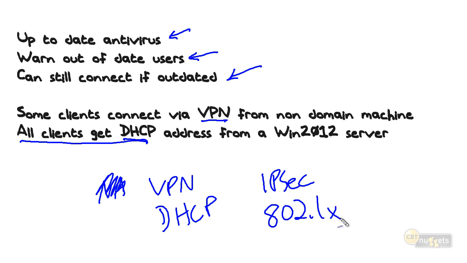Now, the fact that we've got folks coming in over a VPN means we're not going to be able to use 802.1x because that's only going to be deployable in your infrastructure devices. So that's out of the question. Now, we can't use VPN because we want this to work for locally connected clients who aren't coming in via a VPN. So even though we have some who are, not all of them are. We can't use IPsec very easily because not all of our client computers are joined to the domain. So getting the certificates deployed that IPsec requires is kind of difficult. That leaves us with DHCP.